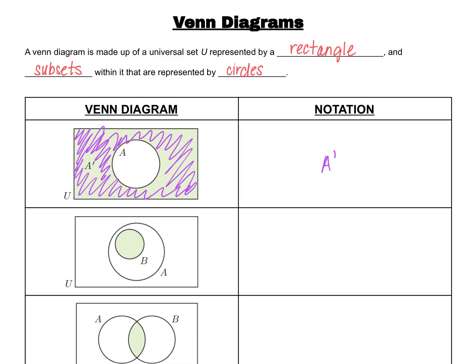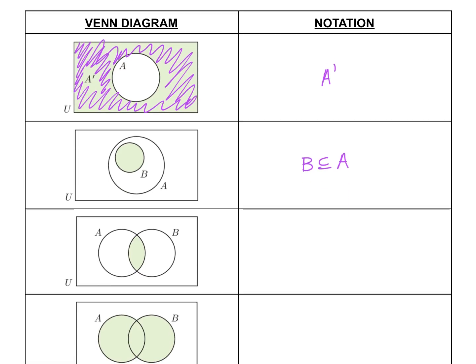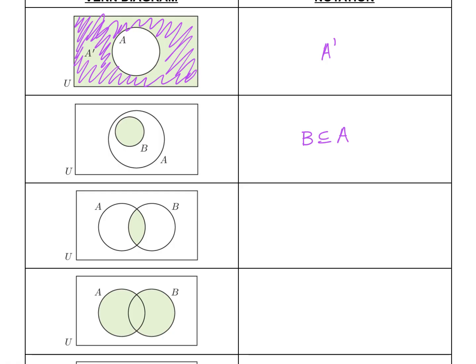The next Venn diagram, we see that we have the universal set, and inside of it you have the sets A and B, and the set B lives, or is all inside of set A. So we can say from here that this is the notation that B is a subset of A. That means that B is a part of A. And that is represented by the shaded region inside of B.